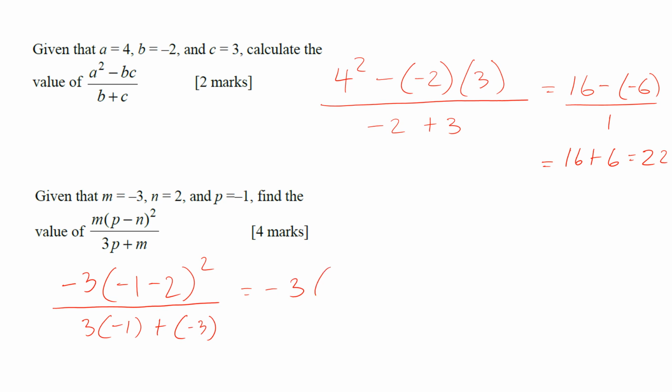So let's simplify this. So it's negative 3, then in bracket, negative 1 minus 2 is negative 3. Then we're going to square that. And then that's all over. Let's expand the denominator.